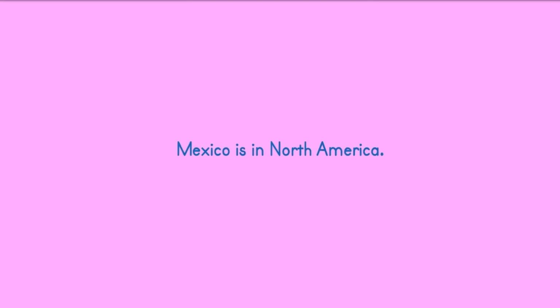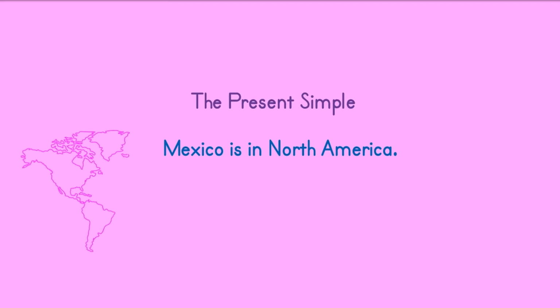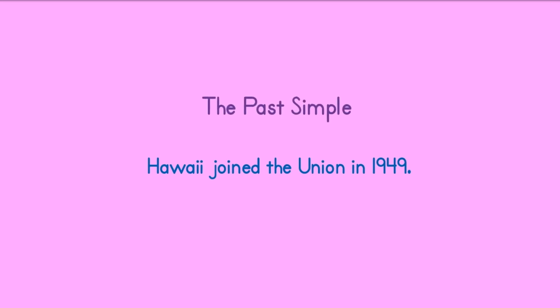The present simple tense is used to discuss facts and everyday actions. In the example above, Mexico is in North America, is a fact, therefore, the present simple tense is suitable here. The past simple is used here because this action was completed in the past. Despite this being a fact, the act of joining was completed in 1949, so the past simple is a suitable tense here.